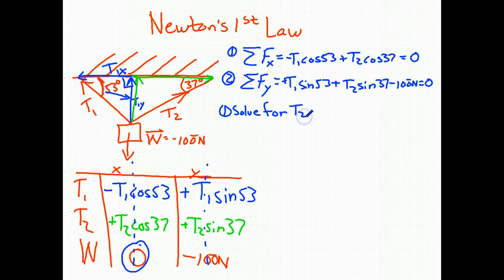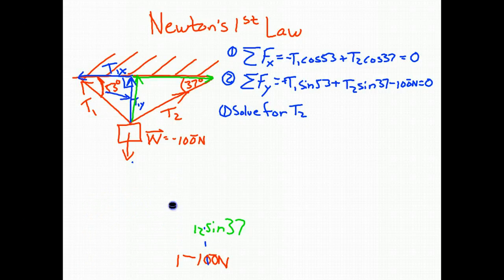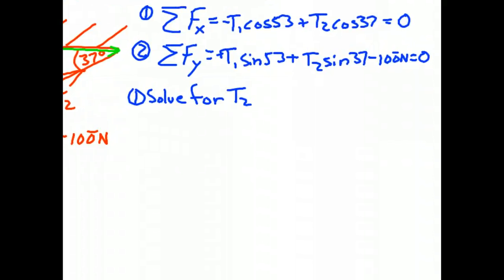I'm going to erase some of my table here. Give myself some room. So that's really Newton's first law right there, getting those two equations. From now to the end, it's just algebra. Plugging values in, and we got two unknowns and we got two equations, so we could solve for both T1 and T2. So I'm going to solve for T2 from the first equation. I will end up getting T2 is equal to T1 cosine of 53 divided by cosine of 37.